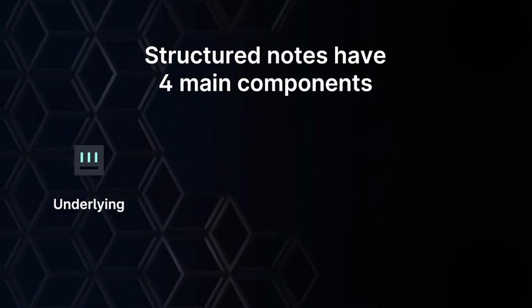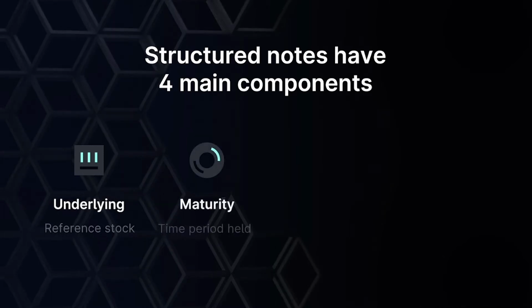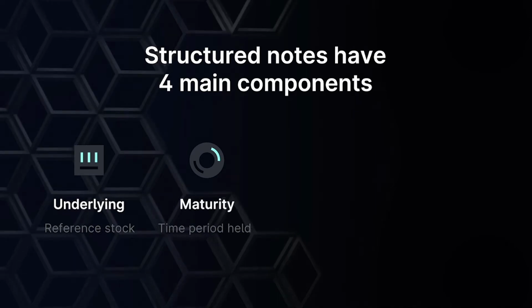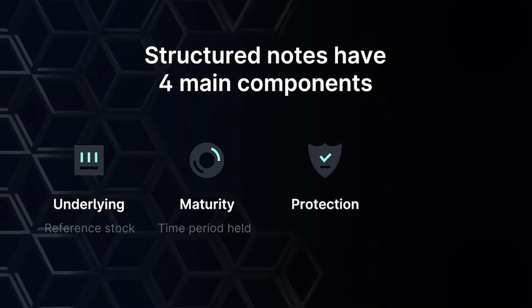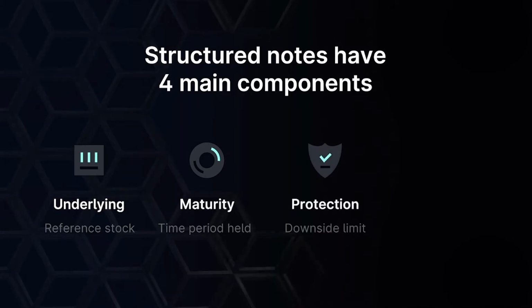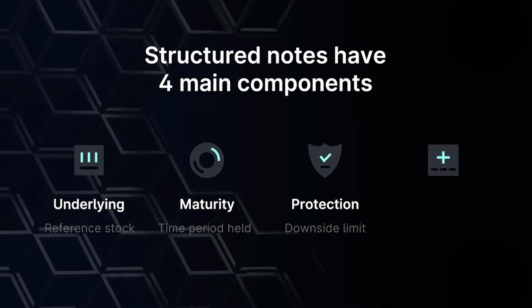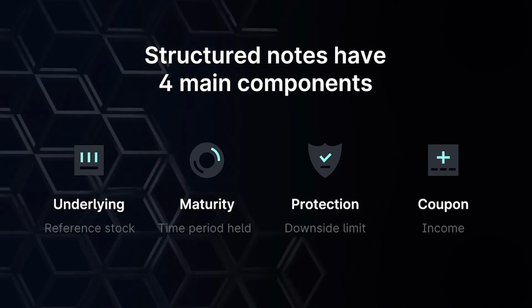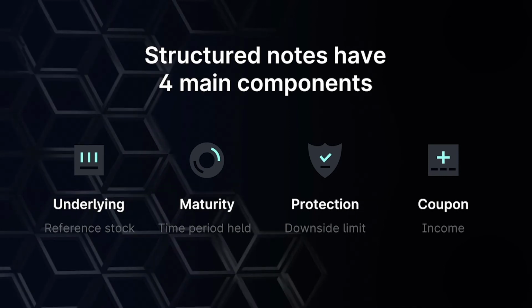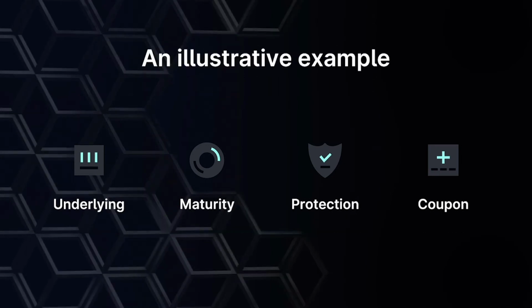First is the underlying, which is a single reference stock that performance is measured against. The second is the maturity, which is the time period a structured note is expected to be held before principal payments are expected. The third is protection, which is the downside protection that a structured note offers before performance may be impacted. And finally, it's the coupon, which is the annual income that is expected to be received if the structured note is performing.